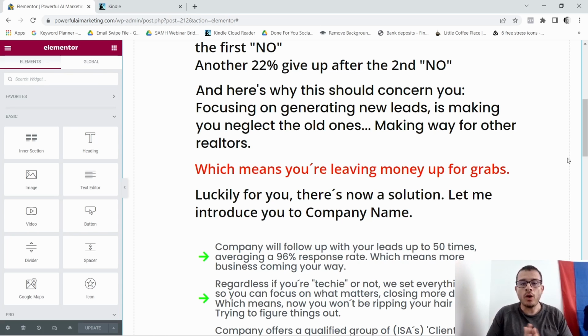So you want to obviously define the problem that this is causing them, right? And it's making way for other realtors. Again, other realtors are coming up and they're taking these people, these leads, right? They're going to town on them pretty much.